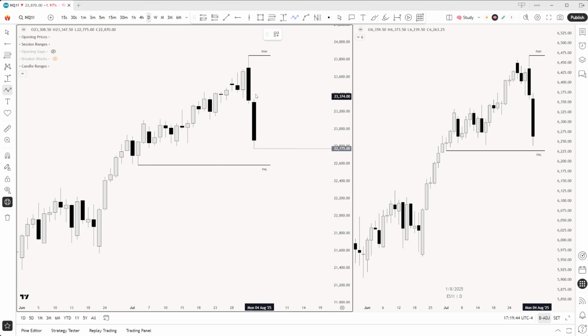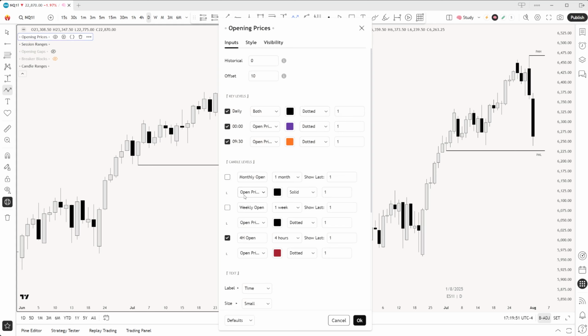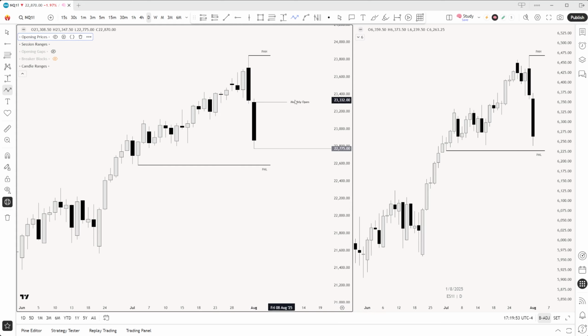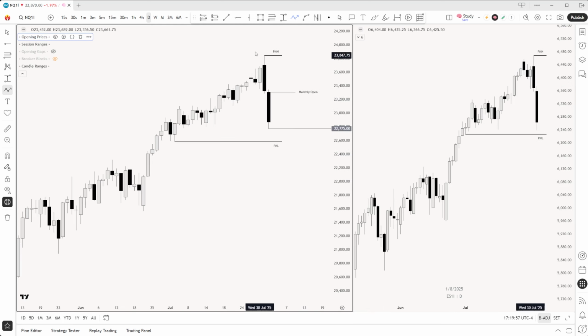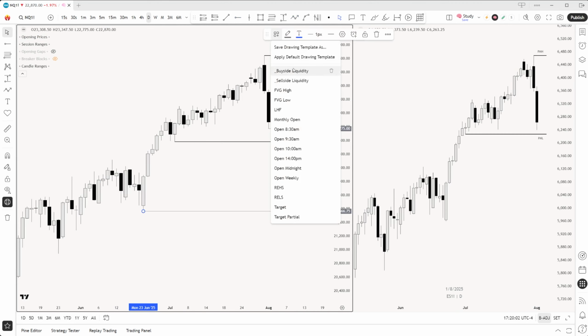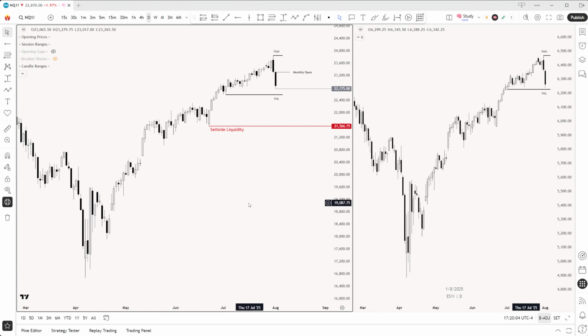All that to say, the month of August usually ends in consolidation. We'll see with our monthly open here. If I just bring back our opening prices and we look at the monthly open, I would like to see price trend in this area. One thing I don't want to see now, which is something different that I don't usually speak on, I don't want to see us revisit these levels.